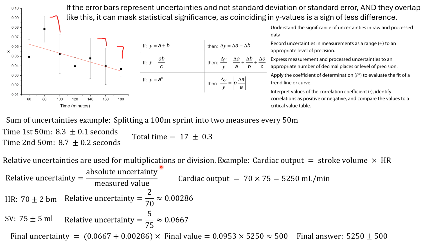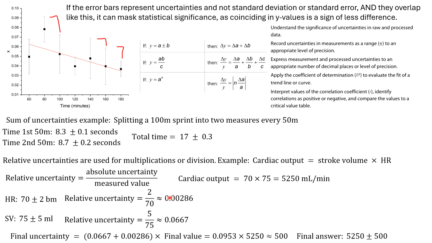Relative uncertainties when you encounter multiplications or divisions. For example, cardiac output equals stroke volume times heart rate in cardiovascular drift. So first you're going to do the relative uncertainty for stroke volume and heart rate. You have the values here. So here it's going to be the absolute over the value. 2 over 70 gives you this, which in percentage uncertainty would be 0.286%, and here this would be 6.67% for stroke volume.